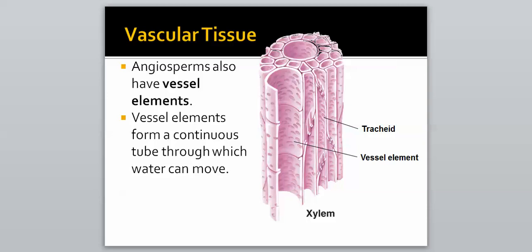And then angiosperms also have vessel elements, and vessel elements form a continuous tube through which water can move. So this part on our left here, the bigger opening, is found only in angiosperms. So angiosperms have tracheids and vessel elements, gymnosperms only have tracheids. So those are two parts of our xylem.